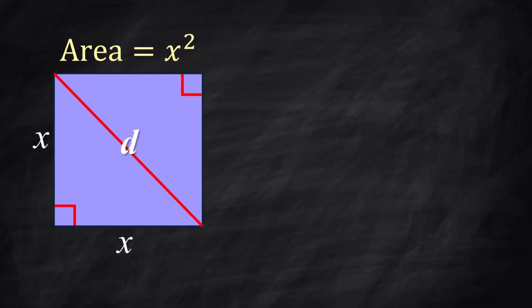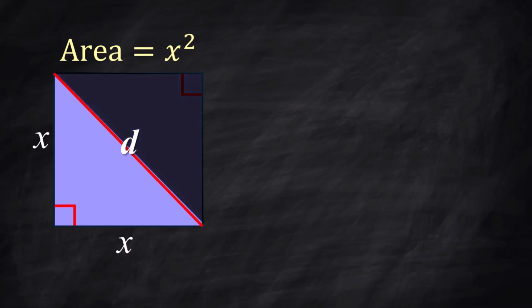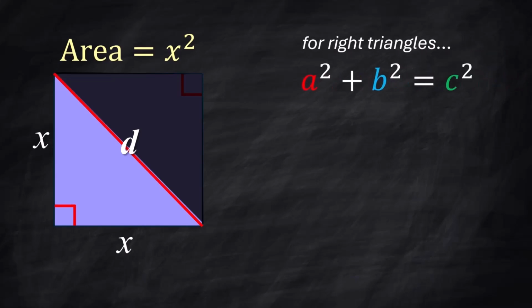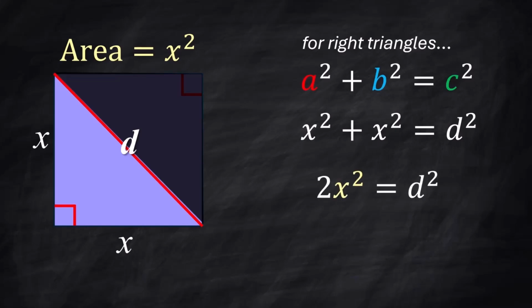Well, how do you get at this? Think about taking half of that square away. You are now looking at a right triangle, which means we can use the Pythagorean theorem. Instead of using a and b, we know the side lengths are both x. Let's put them in here. We have x squared plus x squared equals d squared, because the diagonal of the square is the hypotenuse of the right triangle. Combining those x squareds, we have 2x squared equals d squared.